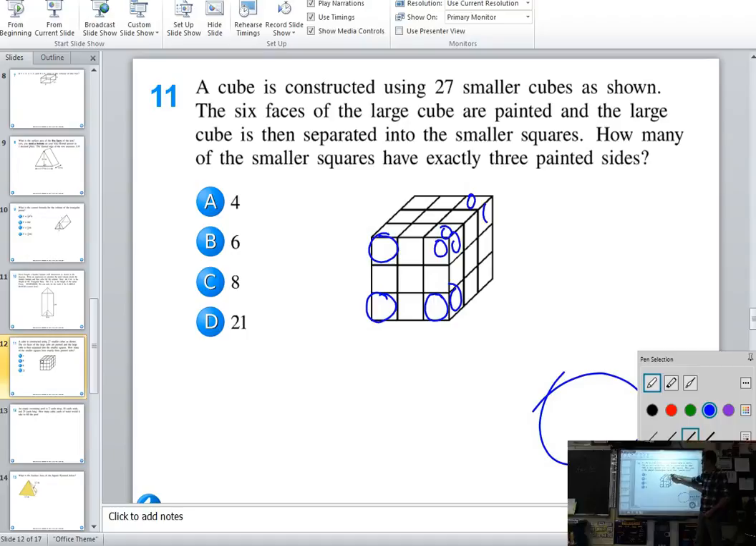Now the issue when people start talking about corners: do not overcount. These three faces are all one corner, so that's one cube. 2, 3, 4, 5, 6, 7, and there's one more back there that we can't see. There are 8 corners on that cube that would all be painted.